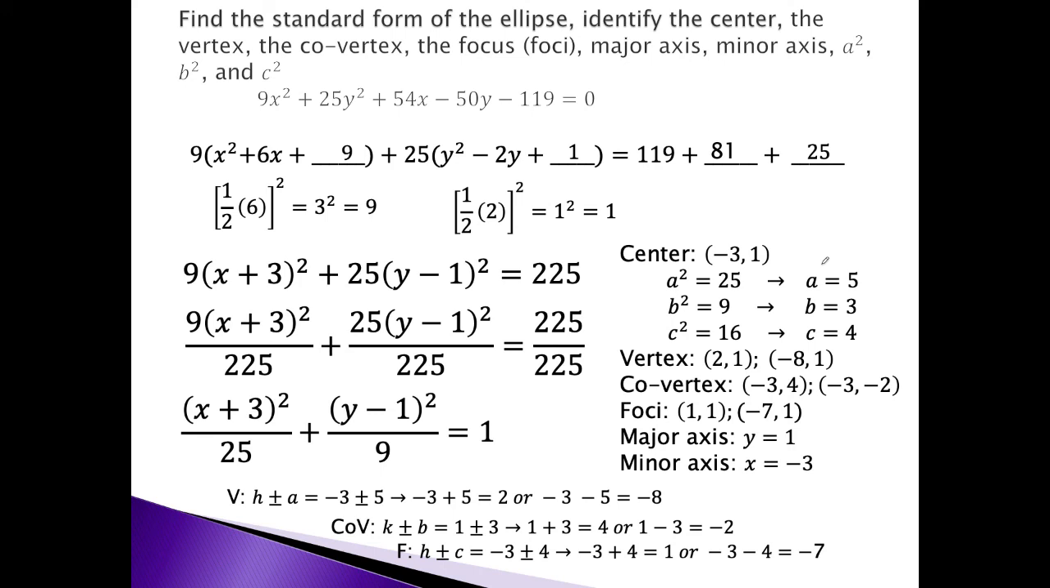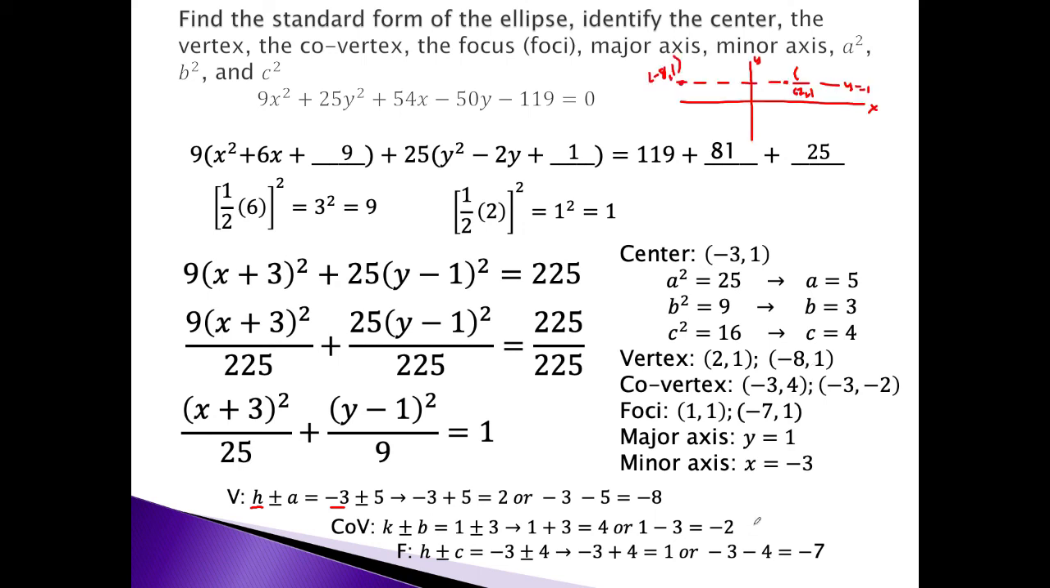So to find our vertex, we're going to take our a value and add it to our h value. So our h value is negative 3. Our a value is 5. Negative 3 plus 5 is 2. So that's how I came up with 2, 1. We have negative 3 minus 5 is negative 8. So our two vertices are 2, 1 and negative 8, 1.